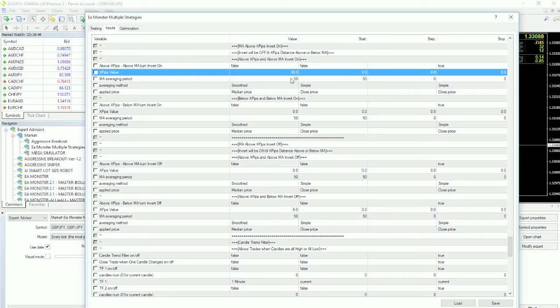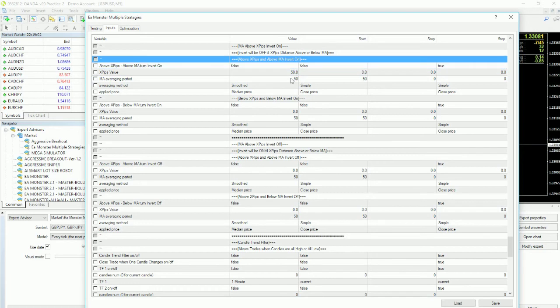For instance, let's say you are opening buys above and sells below, and you have this on. It's going to invert that once it gets to that point above or below the moving average. I know it's confusing sometimes. If you don't understand it, private message me, but it's a very sophisticated feature and it does work.